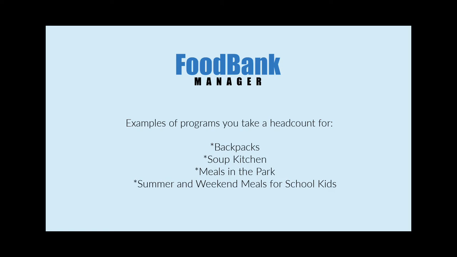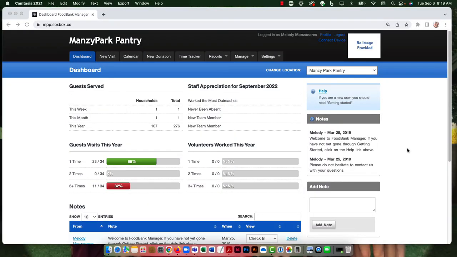This could be like backpack programs or soup kitchens, maybe meals in the park, maybe those summer or weekend meals that you send home with children, where you're just taking a head count, but you're not actually giving it to a particular guest. So I want to show you what I call bulk entries, and I'll walk you through how to set that up, and hopefully that will help you with capturing that data and being able to report it out.